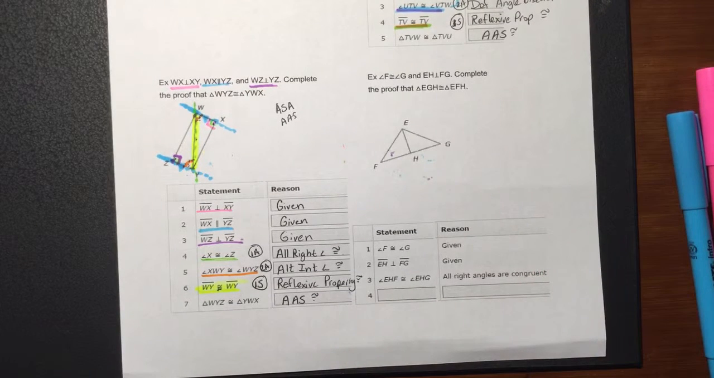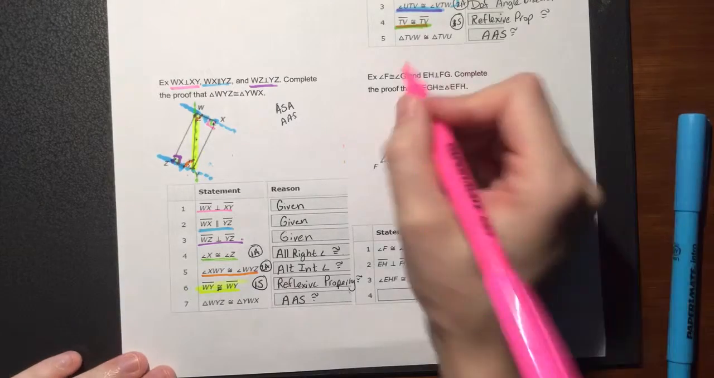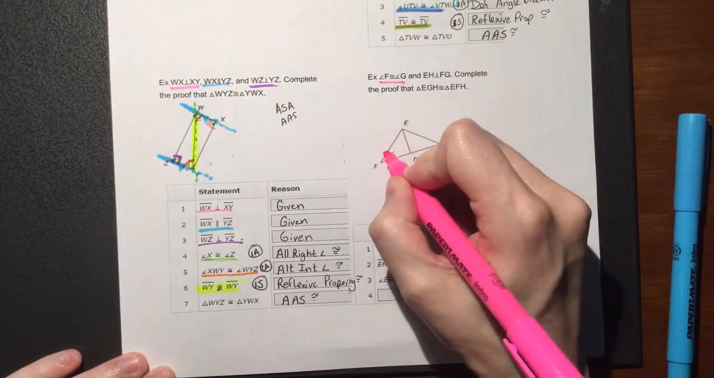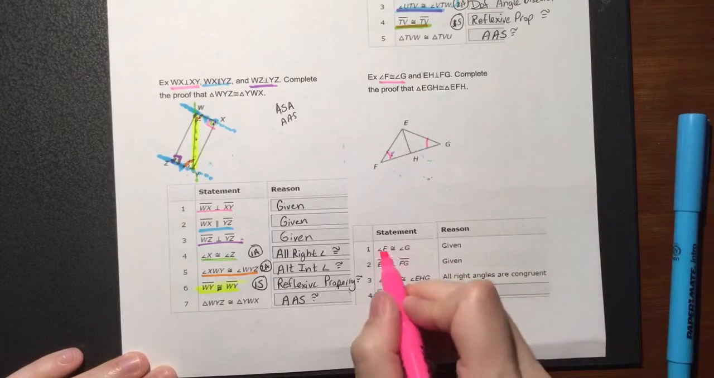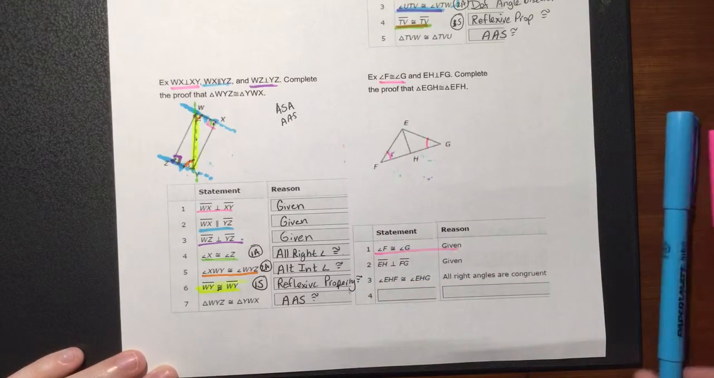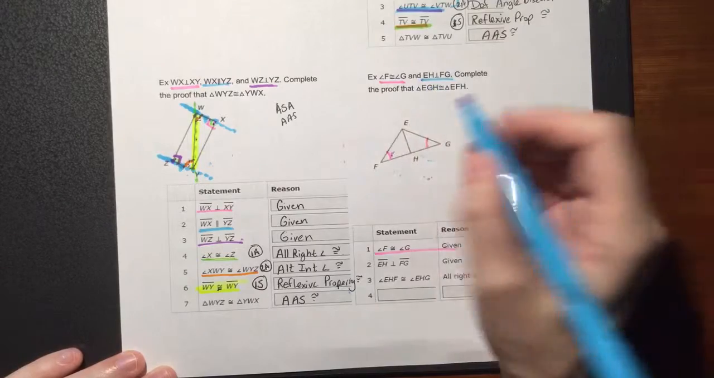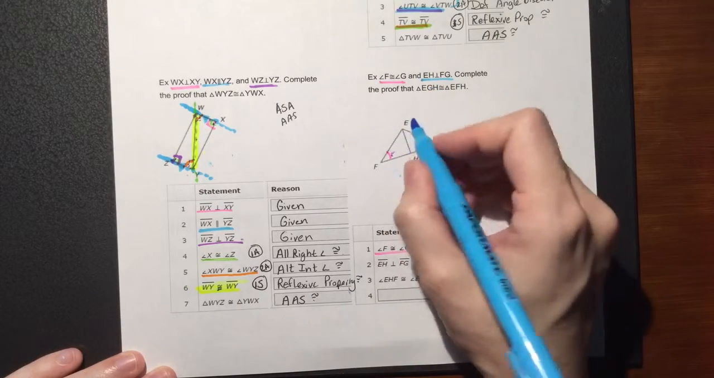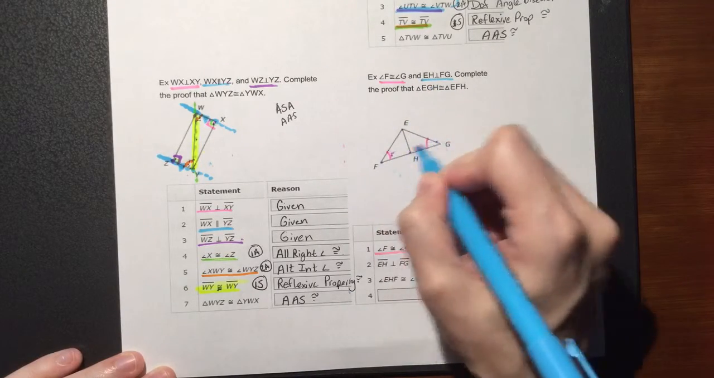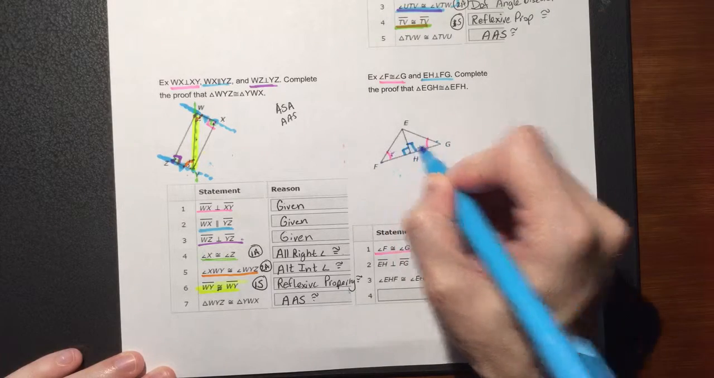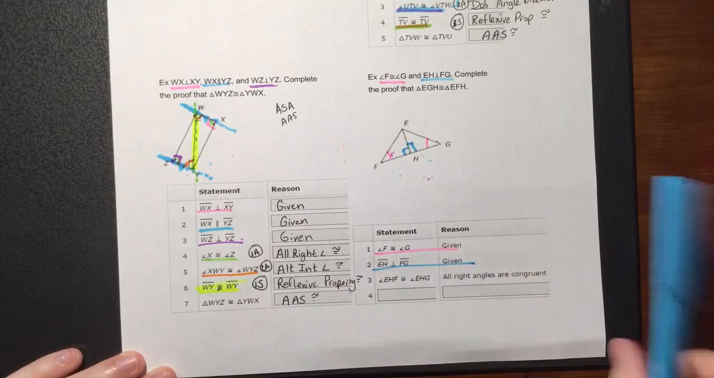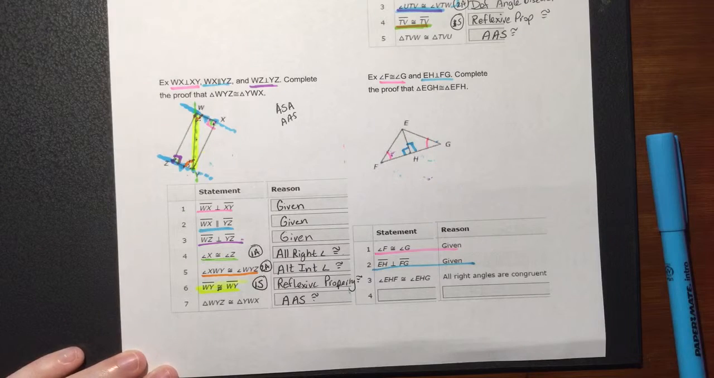Alrighty, the last example that I've got for you is another example where you may need to add in a step or 2. You just got to look at what you have, what you need, and go from there. So we're looking at angle F congruent to angle G, and we know that because that's in our given. Next, EH is going to be perpendicular to FG, so that means 90-degree angles where those 2 meet, and there's that in our given right there. And it wants us to complete the proof.